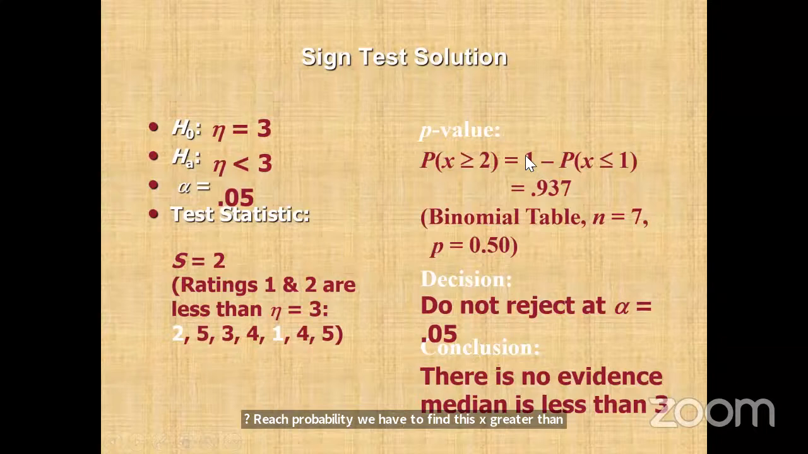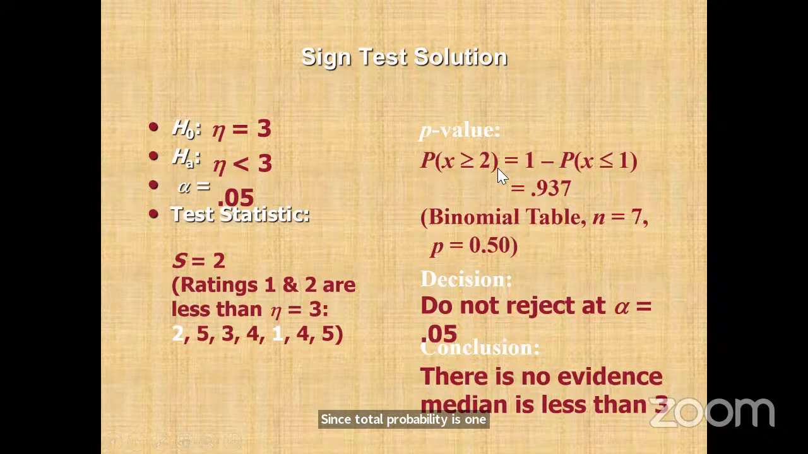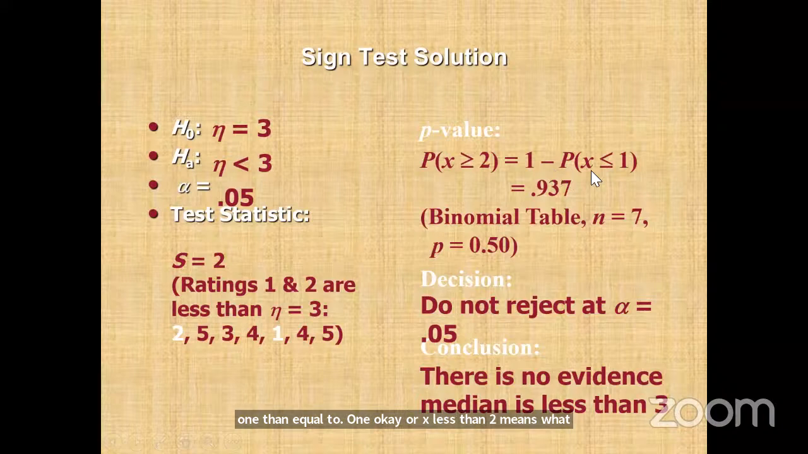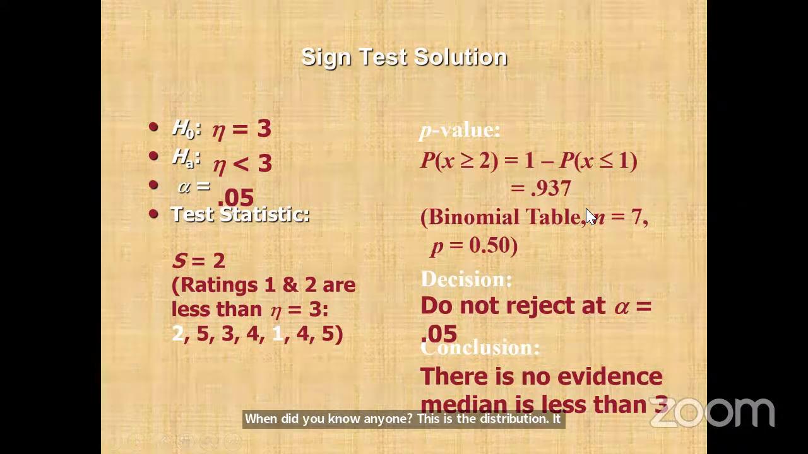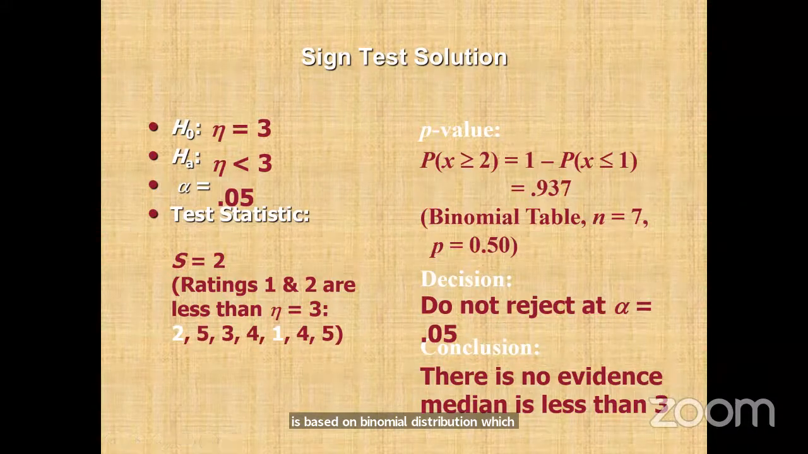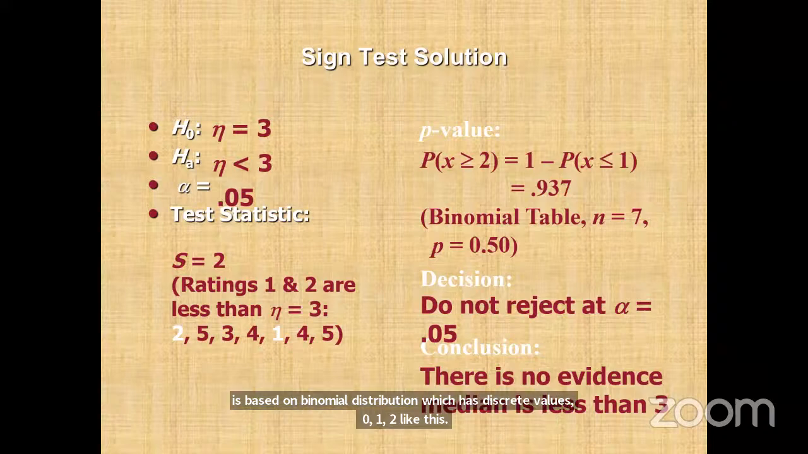Since the total probability is 1, we can also find it as 1 minus exactly the opposite of this, that is X less than or equal to 1. Or X less than 2 means what? X less than or equal to 1. That means there are only two values, 0 and 1. It is a discrete distribution, based on the binomial distribution, which has discrete values 0, 1, 2 like this, up to n.